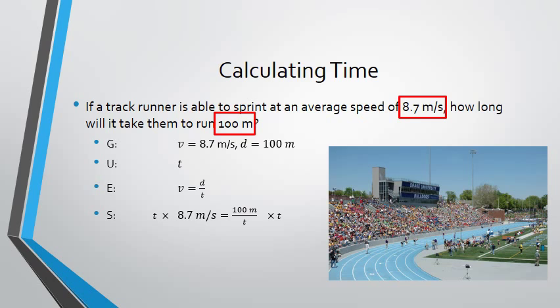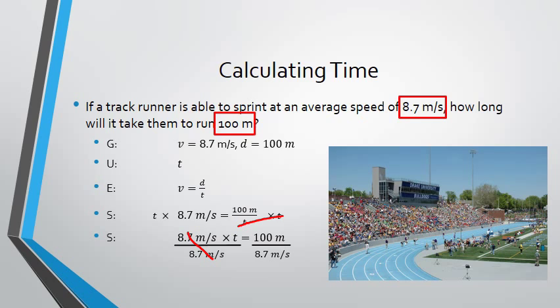Let's simplify. On the left side, it's going to be t times 8.7. And on the right side, since 100 divided by t times t, those will cancel out, and we're going to be left with just 100 meters. Now I want to get rid of the 8.7 so that t is all by itself. Right now I'm multiplying by 8.7, so I'm going to divide by 8.7 meters per second. Of course, I need to do the same thing on the right side. Once again, let's simplify. 8.7 times t divided by 8.7, those will cancel out.